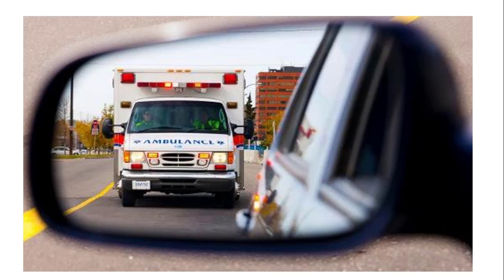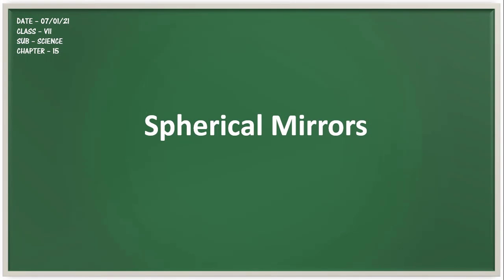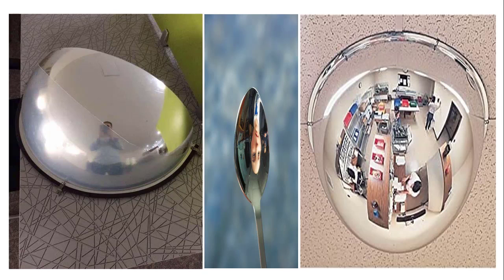Then spherical mirrors. All the mirrors are not straight like plane mirror, as some of the mirrors are curved mirrors. There is a common example of a curved mirror, that is spherical mirror. A mirror whose reflecting surface is a part of a hollow sphere of glass is known as spherical mirror.